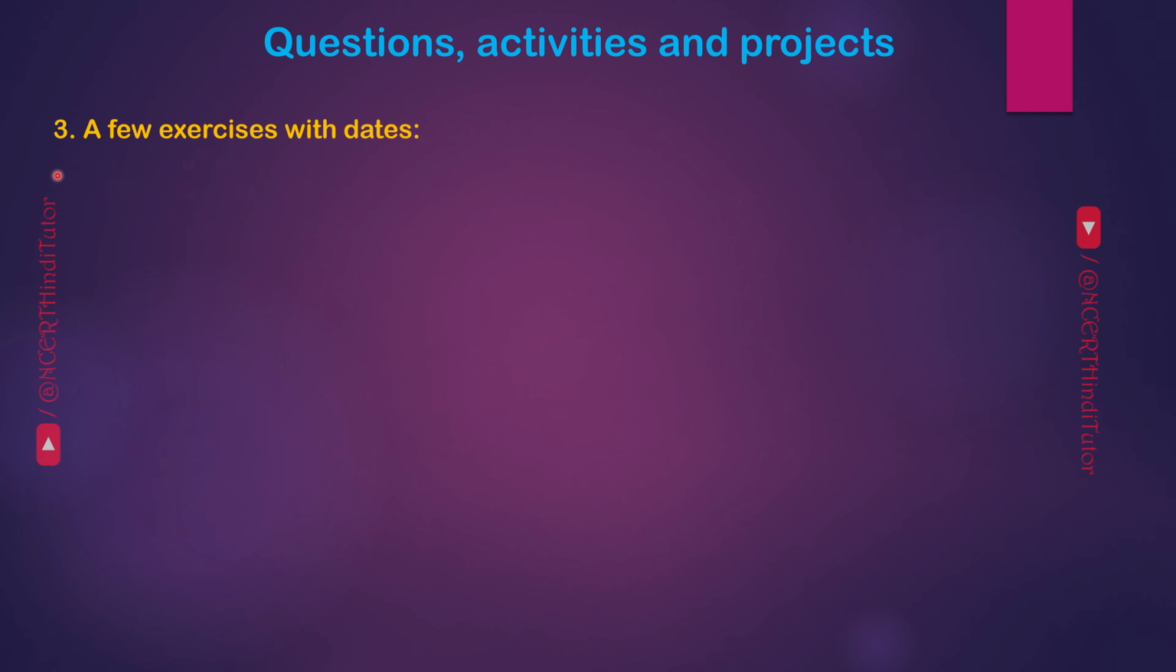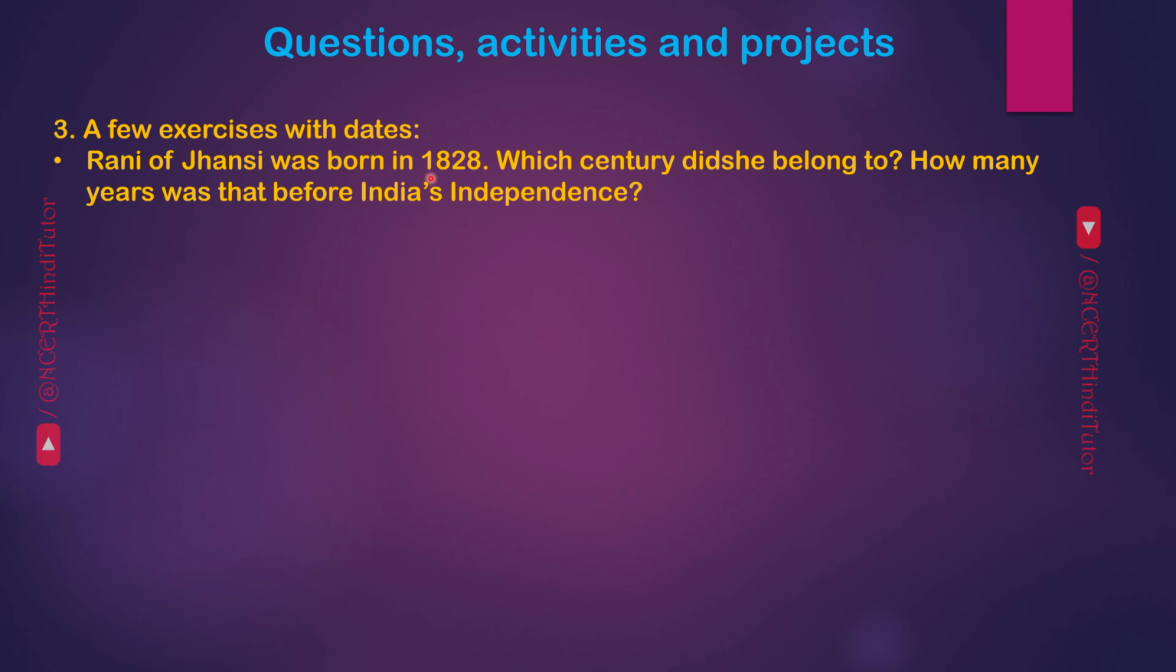Calculating the years from 560 BCE to 320 CE: 560 plus 320 minus 1 is equal to 879 years. Next, Rani of Jhansi was born in 1828. Which century did she belong to? How many years was that before India's independence?